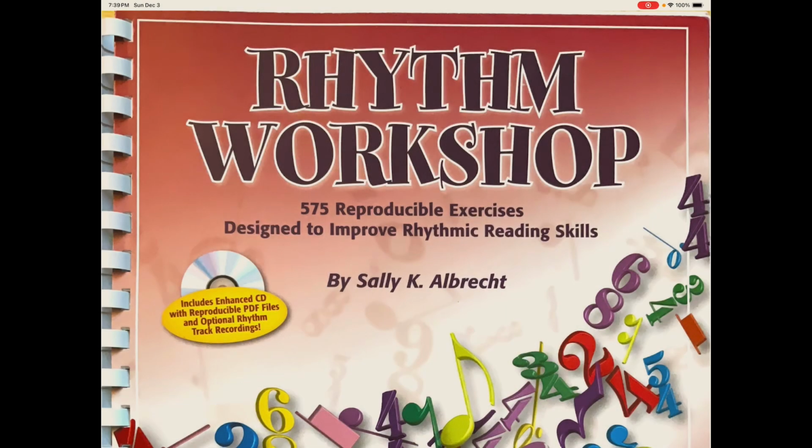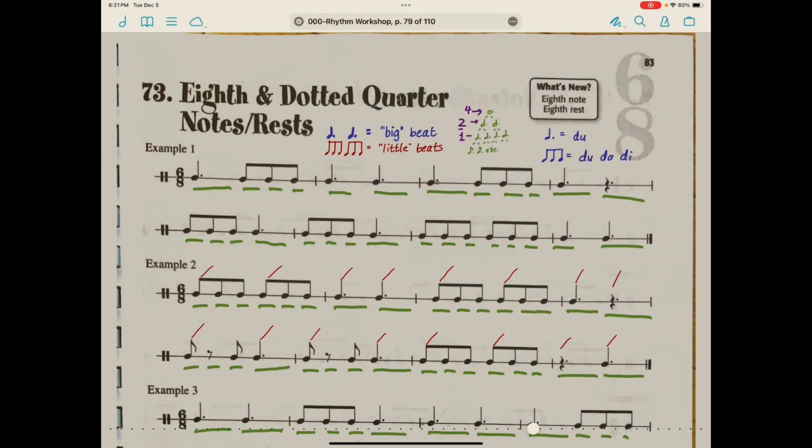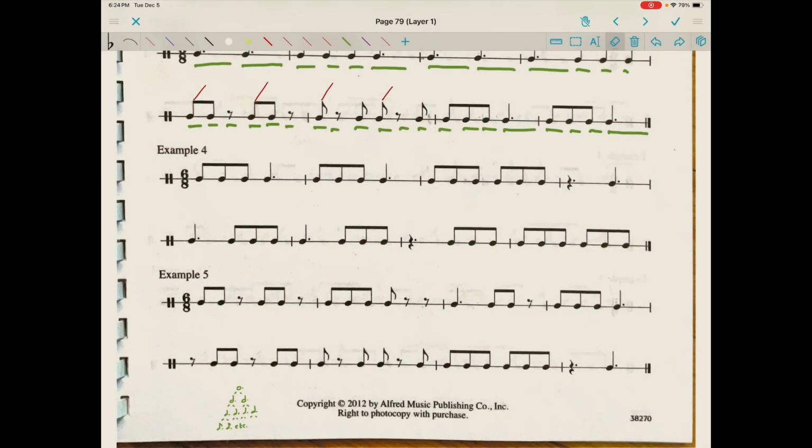Returning to Sally K. Albrecht's Rhythm Workshop. Returning to exercise 73 in the 6/8 section of the book. Beginning with example 4, we're going to, as always, start with decoding the time signature. So first of all, notice that the top number is a 6.